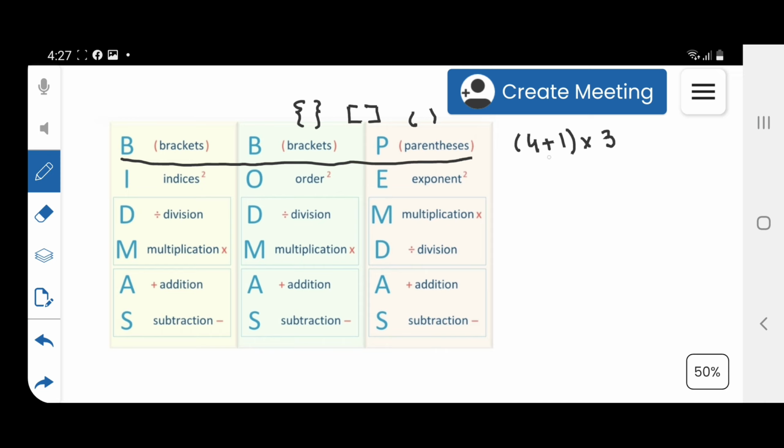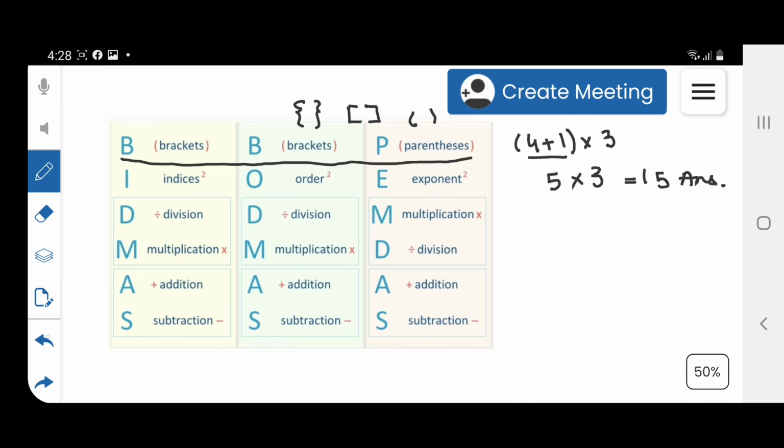So here we can see that there is a round bracket. Here, first of all, you are going to start the question by solving this bracket. Inside the bracket we have 4 plus 1, a simple addition. We are going to add them first. Now whatever is remaining we are going to write over here. So here you can see 5 multiplied by 3, which is very simple. You can find the answer, and the answer will be 15.